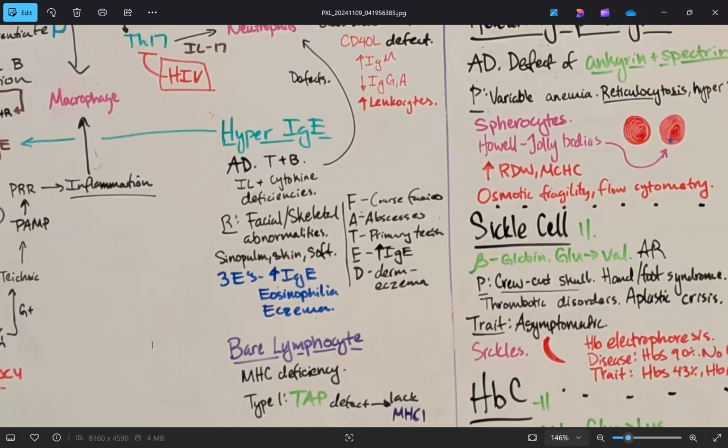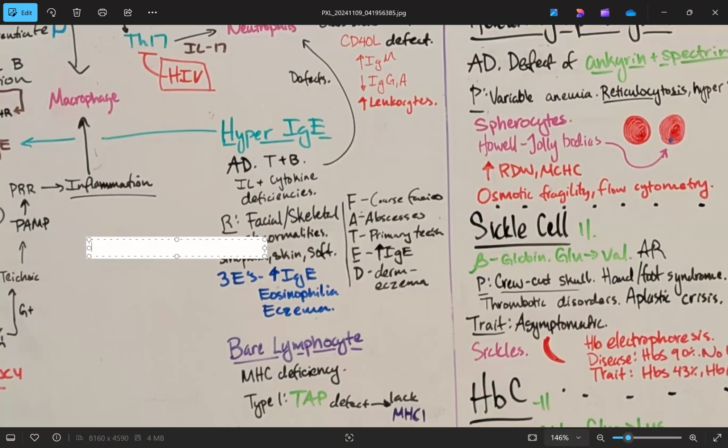Again, soft tissue infections are more with combined immunodeficiencies than humoral. You'll also have 2 different mnemonics: your 3 E's and FATED. So 3 E's: your IgE is increased, you'll have eosinophilia and eczema. For FATED, we've talked about some of these already. You have your coarse facies, some of your facial characteristics. You'll have abscesses, you retain your primary teeth, which means I think you don't lose your primary teeth, they didn't explain that. But then you also have, again, increased IgE levels, and then for derm, eczema.